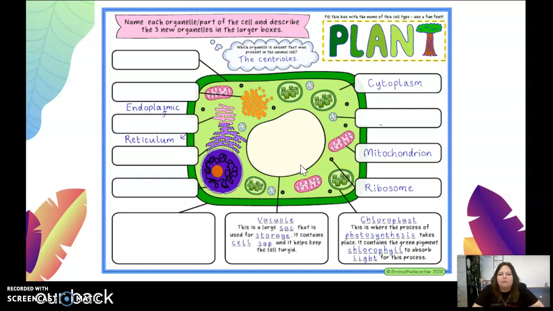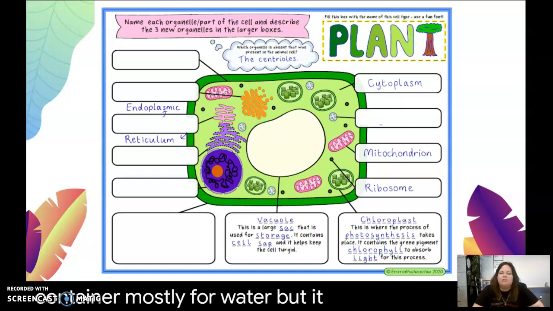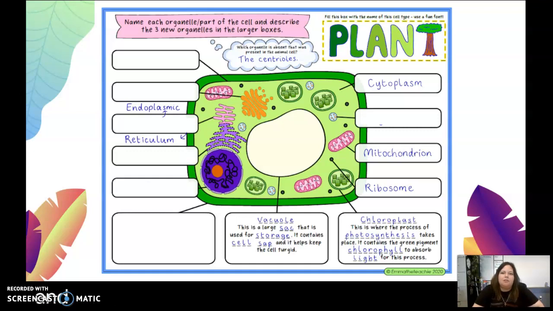Then we got our vacuole. Okay, this is a large sac that is used for storage. It contains cell sap, and it helps keep the cell turgid. We'll learn about that word. So this is a storage container, mostly for water, but it can also store waste and nutrients.